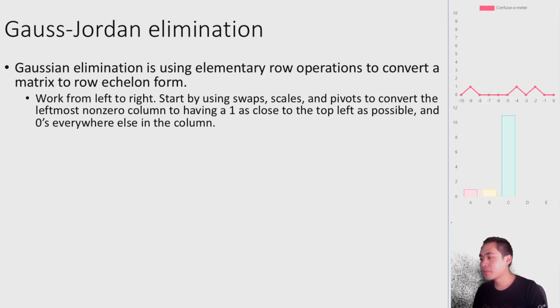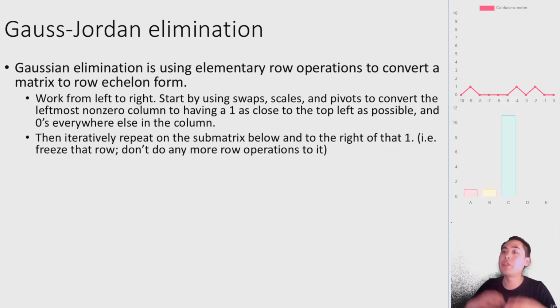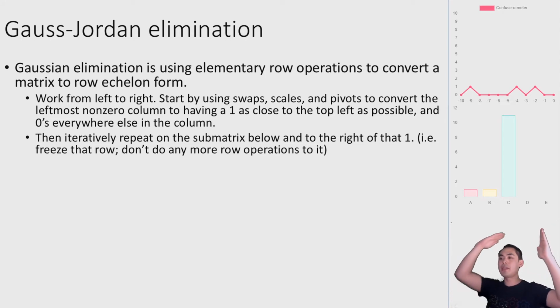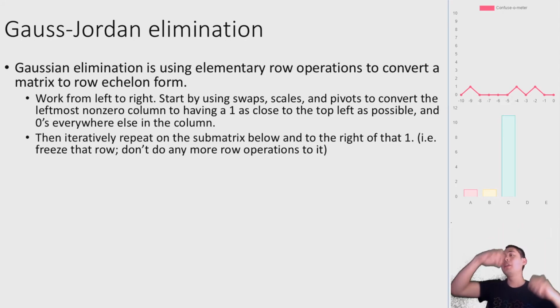Can it be reduced without being in regular row echelon form? Yes, you can, but it's usually easier to put it in row echelon form first. You don't have to, but it's often easier, and so the algorithm is written this way. Then you iteratively repeat with the lower part of it. Once you've fixed a column and the row, you don't touch it anymore, and then you work on the submatrix that's to the lower right of it.